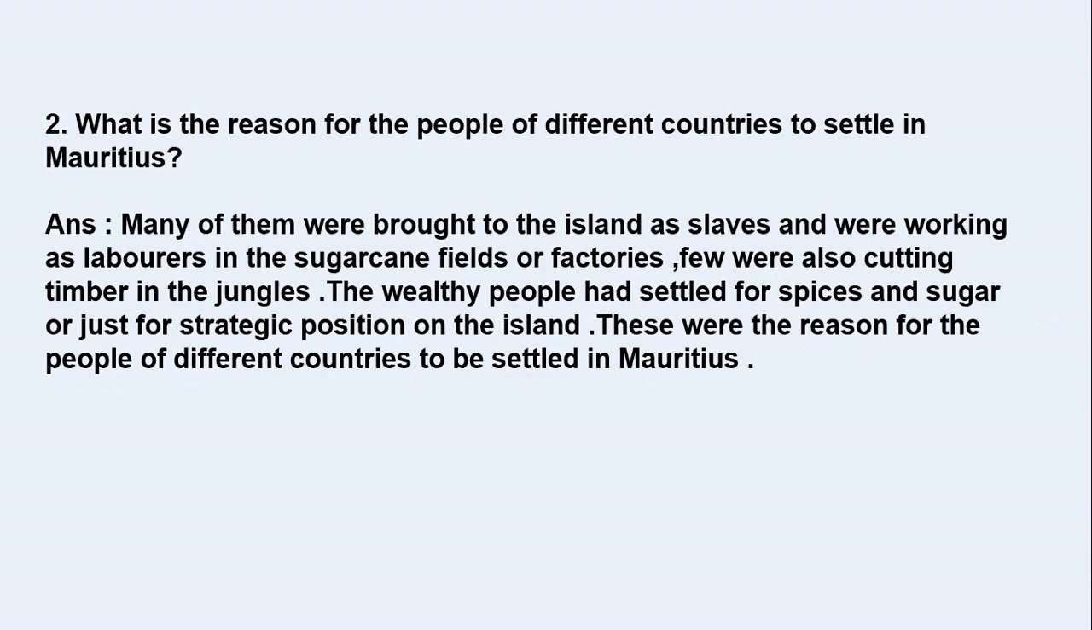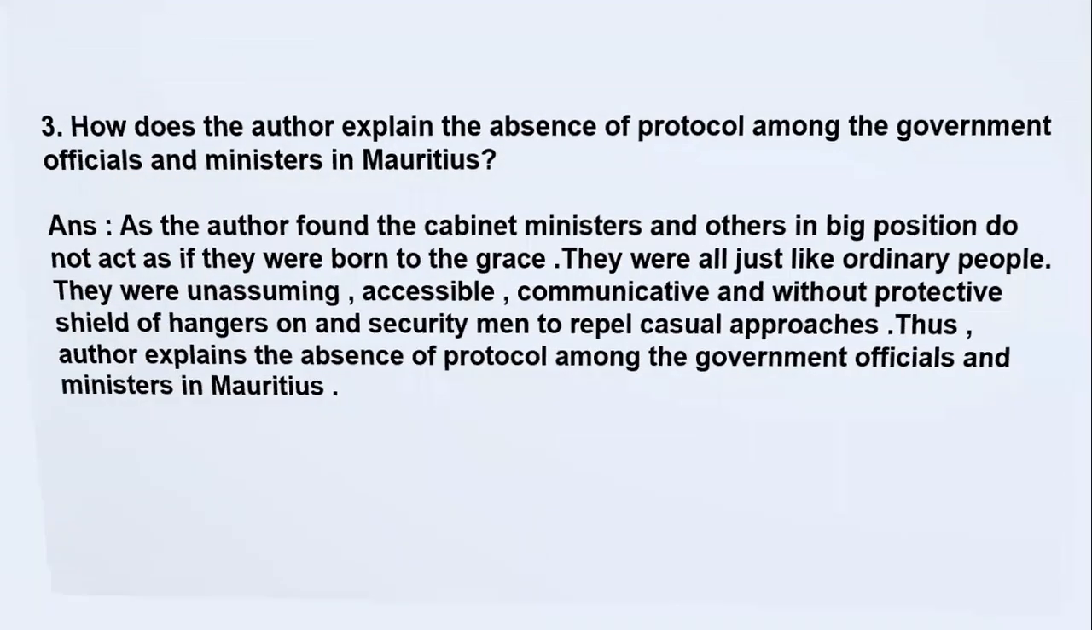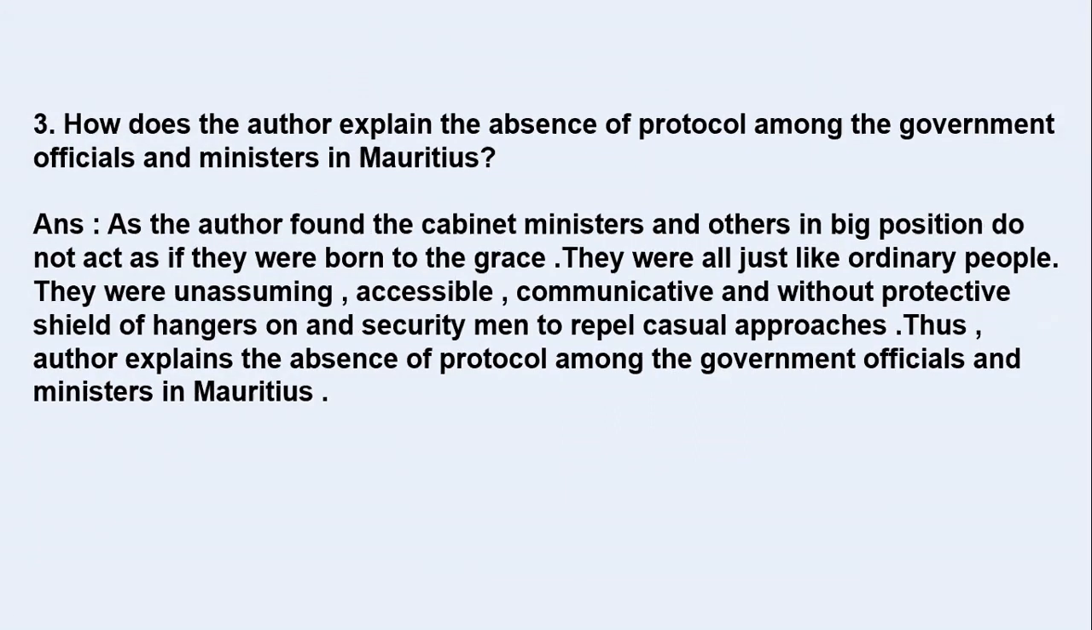Okay, students, let's move on to the third question. How does the author explain the absence of protocol among the government officials and ministers in Mauritius? So here the author says that there was an absence of protocol, meaning the official, formal and unique way of behaving, the different rules of the government officials and ministers. Why was it absent? Why did they not have some special class or special behavior? So what does the author explain? So let's see the answer.